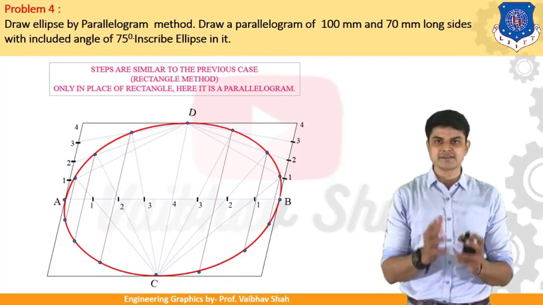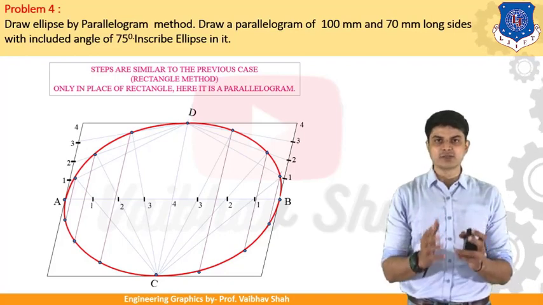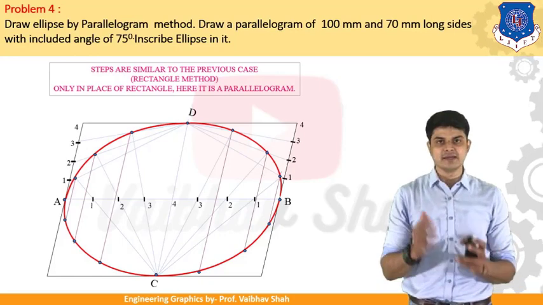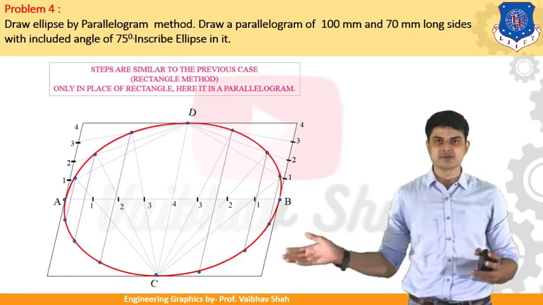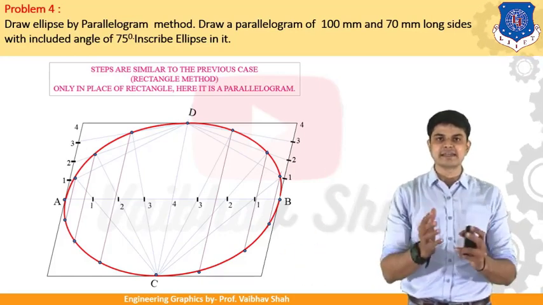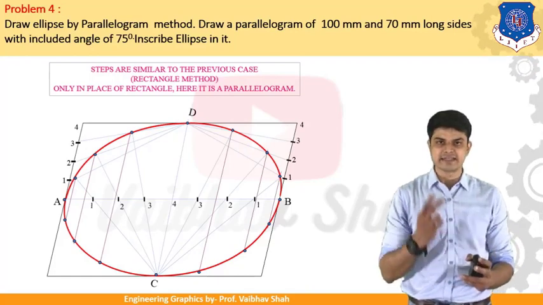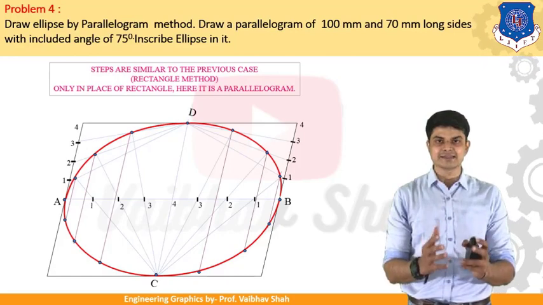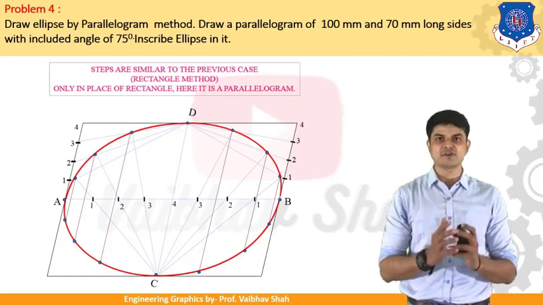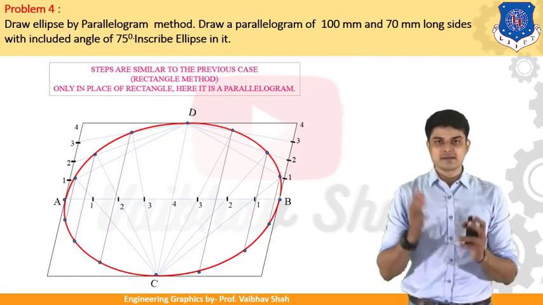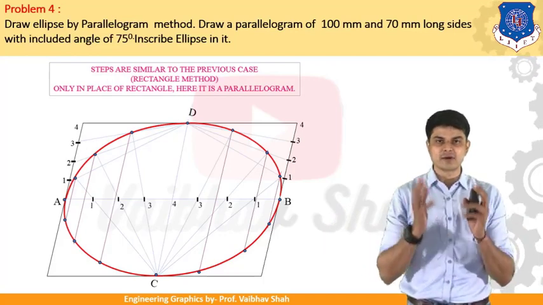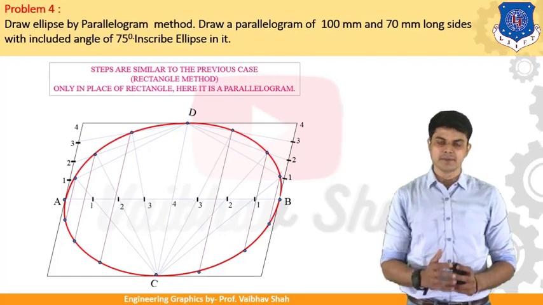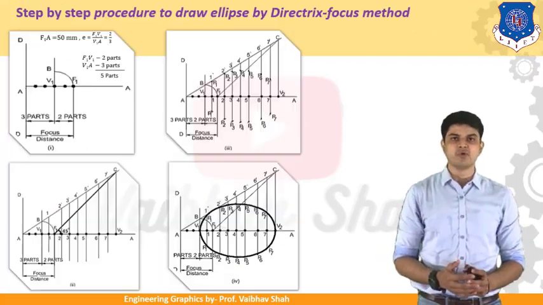But here the difference is, in the rectangle method, the angle between the two lines, horizontal as well as vertical, is 90 degrees, whereas in our case, the angle between this horizontal line and this inclined line is 75 degrees. That is the main difference. Second difference, in the rectangle method, the horizontal and vertical lines are the major axis and minor axis of the ellipse, but in this case, the horizontal line and this inclined line are not the major axis and minor axis of your ellipse. So always remember. Now let us move ahead and see one more example.